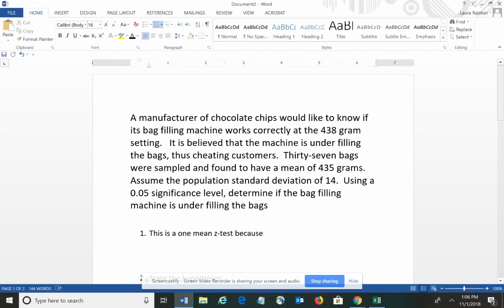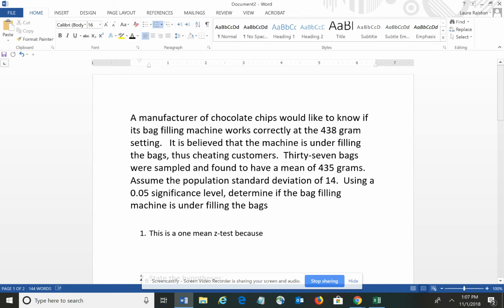I want to take a look at an example of a hypothesis test, and specifically this one's going to look at a z-test and walk you through the whole process so you can see how it all fits together, and then hopefully use this information on your homework for z-test.